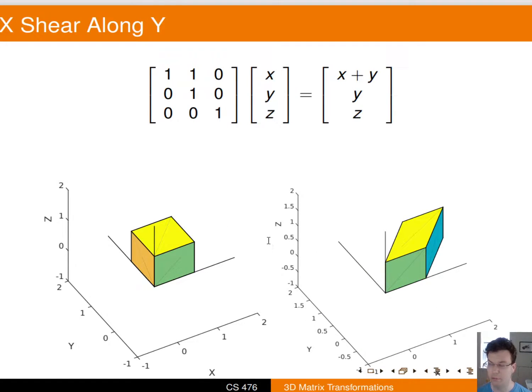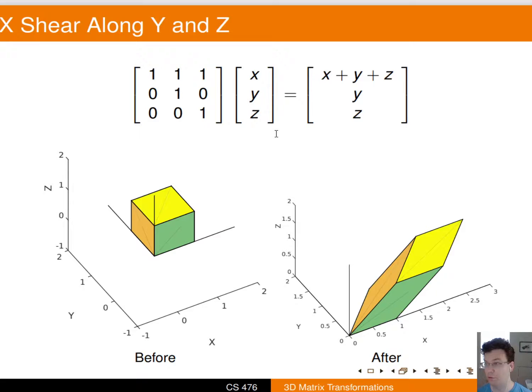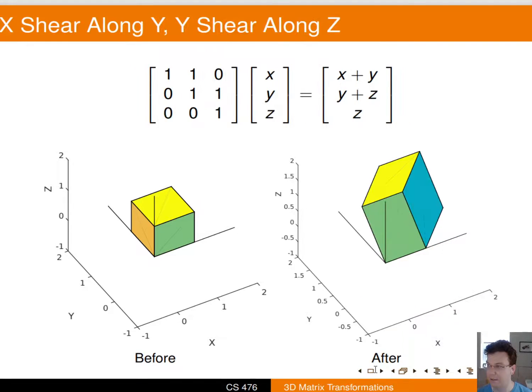You can do shears too. Here's a shear that's a little bit like a shear we already saw, because I'm only messing with the x and the y. So I end up getting x plus y, y, and z. But you can also shear across multiple axes. So you don't just have to shear within the xy plane. You can also get some z action going on. You can do some pretty crazy stuff.